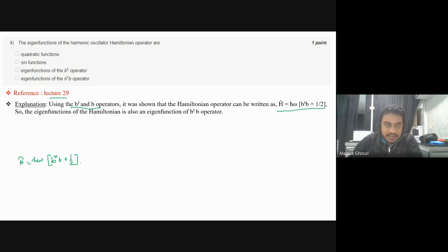So for the first question, is this a quadratic function? It need not necessarily be a quadratic function. Is it a sine function? No. Psi need not be a quadratic function, neither a quadratic function nor a sine function. It could be anything. Okay.